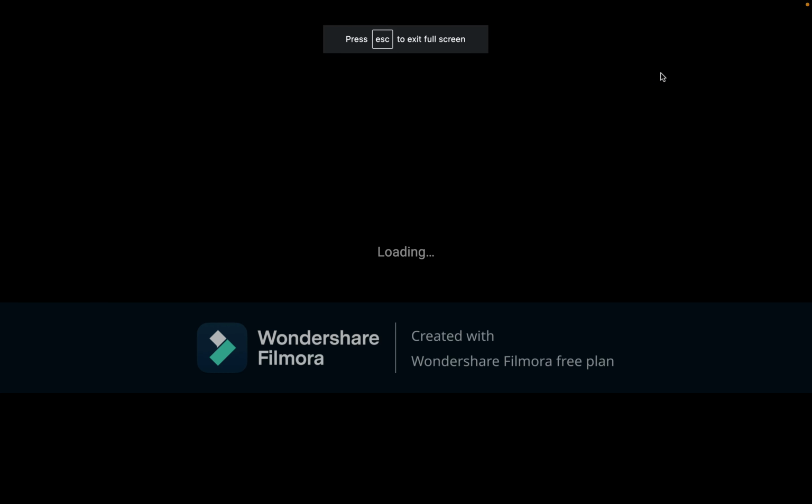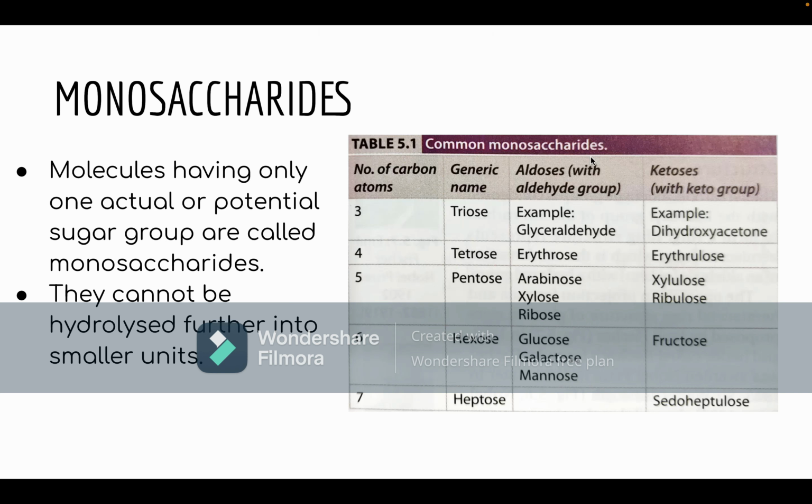So monosaccharide is a type of carbohydrate, and carbohydrates, when classified according to the number of sugar groups present, can be classified into monosaccharides, which we are discussing today, and disaccharides, oligosaccharides, and polysaccharides. Also, on the basis of number of carbon atoms, they are classified into triose, 3 carbon atoms, tetrose, 4, pentose, hexose, and heptose. And on the basis of presence of aldehyde or ketone group in the sugar, they are classified into aldose and ketose. Aldose has an aldehyde, ketose has a ketone.